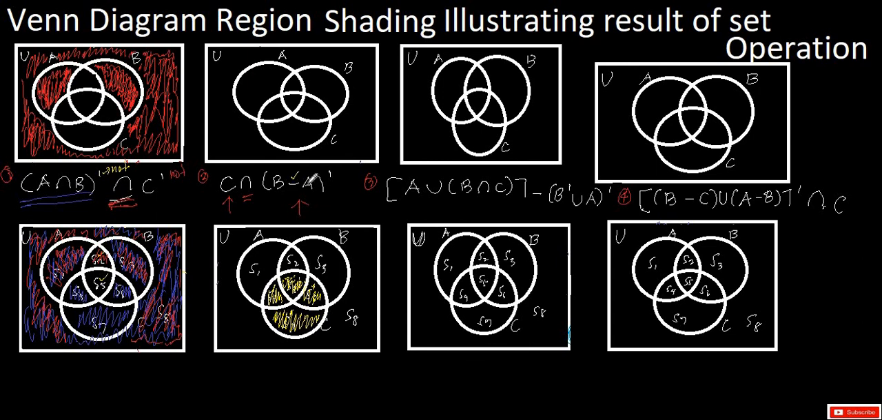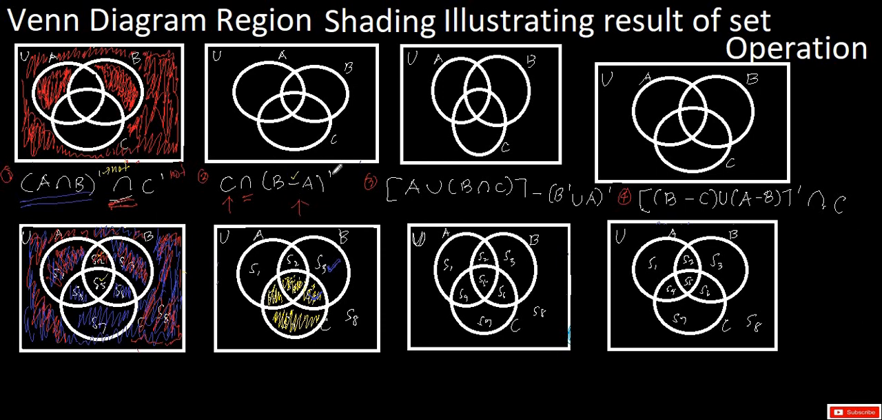We recall that B minus A means take away A from B. So B only but not A. So what are these regions? B only but not A. So take away A from B. So the result are S sub 3 and S sub 6. So I am checking the region which is the result of the operation inside the parentheses.